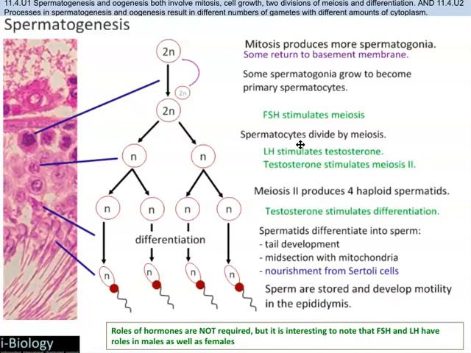Okay, spermatocytes do then end up dividing by meiosis, these primary spermatocytes that came from the spermatogonia. And then we've got 2 cells here. But those 2 cells divide again, just like you know with normal meiosis, to produce these 4 haploid spermatids. Okay? Then you've got testosterone, right, being produced. That's going to help to differentiate the sperm. Part of the differentiation that happens here is tail development, the midsection with the mitochondria forms, and then you've also got nourishment from the Sertoli cells.